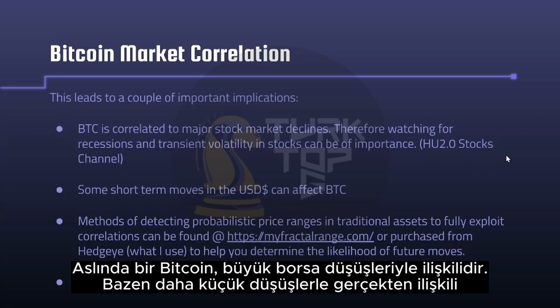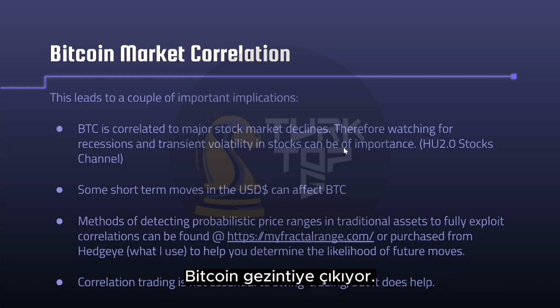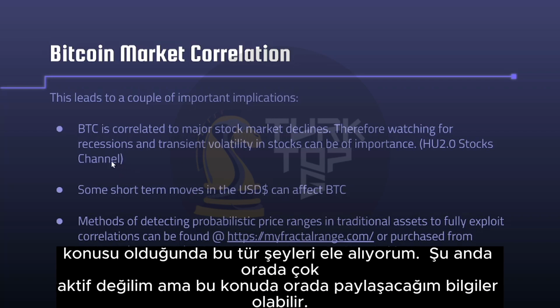So Bitcoin is correlated to major stock market declines. Sometimes it's not really correlated to smaller declines, which is weird. It's only when the stock market starts to accelerate to a certain point where it's like a catastrophe that Bitcoin goes along for the ride. Therefore, watching for recessions and transient volatility in stocks can be of importance. I cover this type of stuff when it comes to stocks in the stocks channel. I'm not super active in there at the moment, but there can be information that I'll be sharing in there on this.